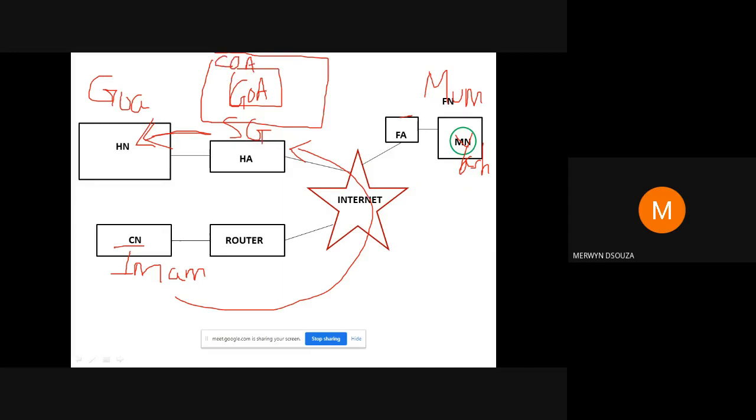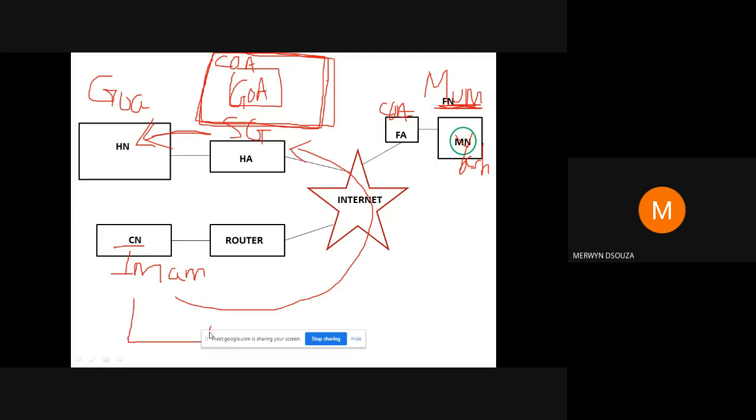Your MN had obtained a new address in Mumbai, known as COA. So your home agent takes the new address, puts the original packet within the new packet, and sends the new packet. This process of putting another packet on top of the original packet is known as encapsulation. Remember this word, encapsulation.